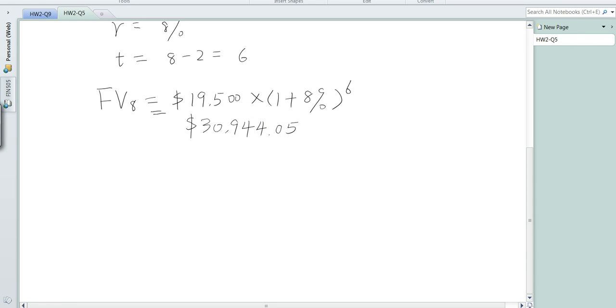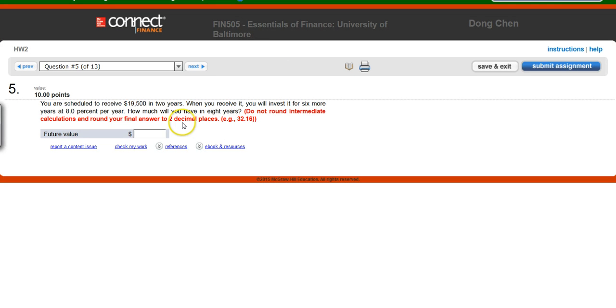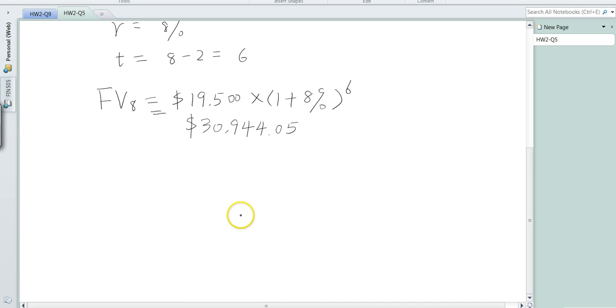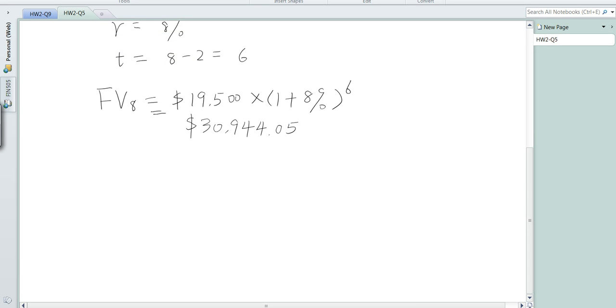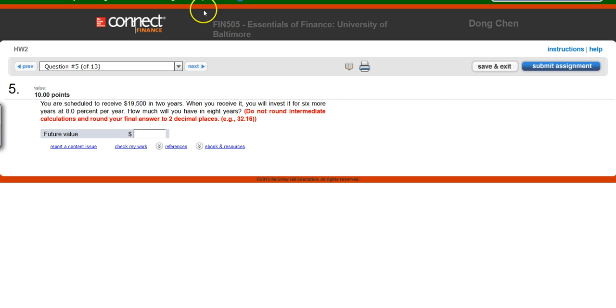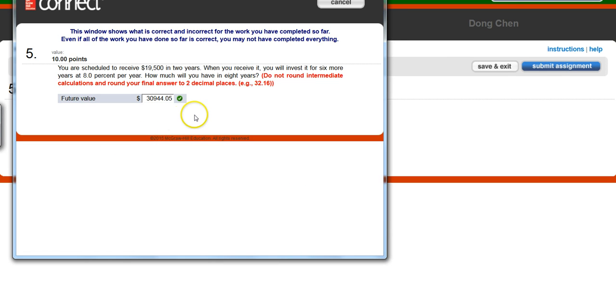If you go back to the instruction, it asks you to keep two decimal places, and that's why I kept two decimal places. Now let me put this number back into Connect and see whether we got the right answer. 30,944.05. So, check my work. Yes, we got it right.